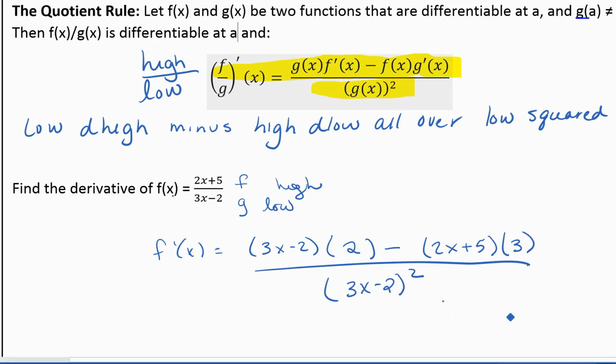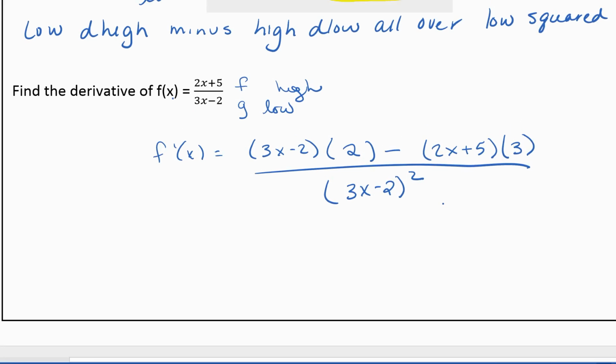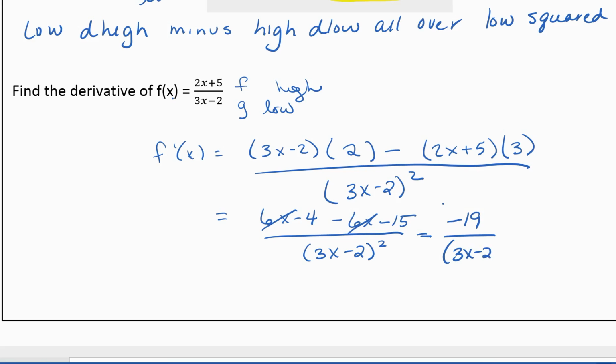Okay, and again, if this was just on a test or something, I'd let you leave it like that. But you may want to simplify it to see, is there a simpler answer? So here, if we distribute the 2, we'd have 6x minus 4. And we're distributing a 3 and a minus, so really we're distributing a negative 3. So negative 6x minus 15, all over 3x minus 2 squared. And here 6x minus 6x, those are going to cancel out, and we get negative 19 over 3x minus 2 squared.